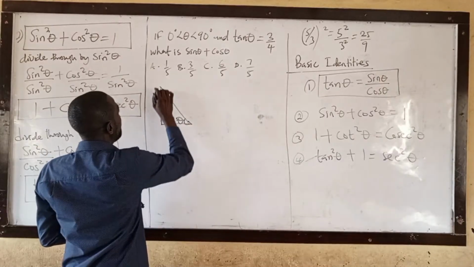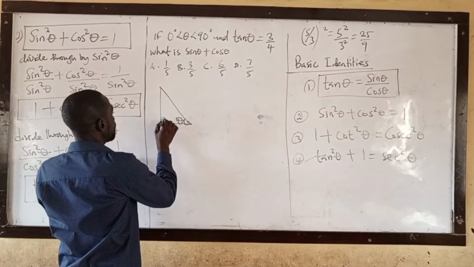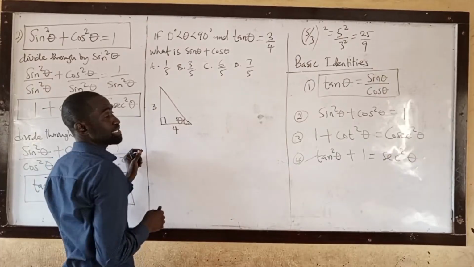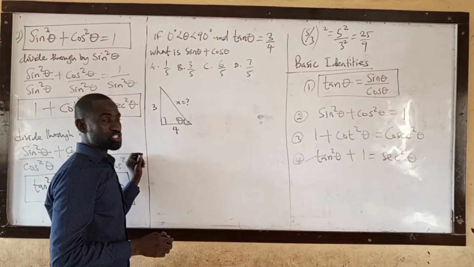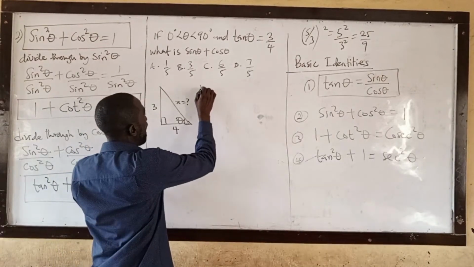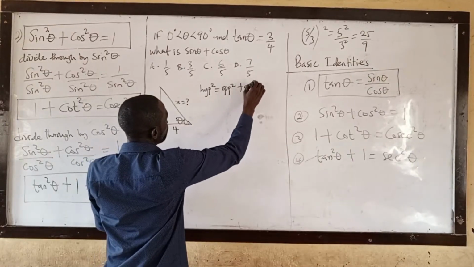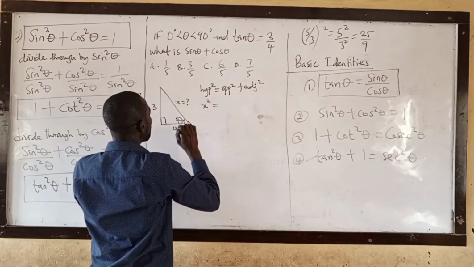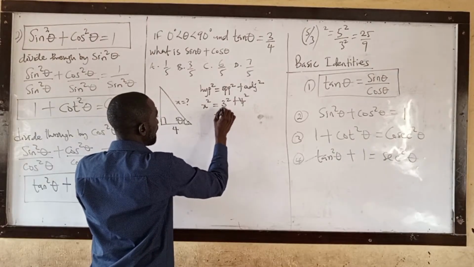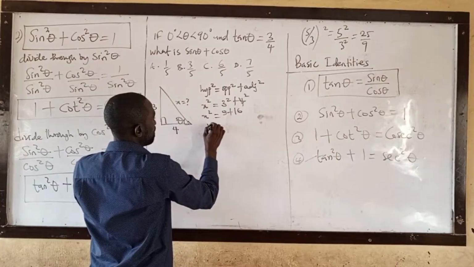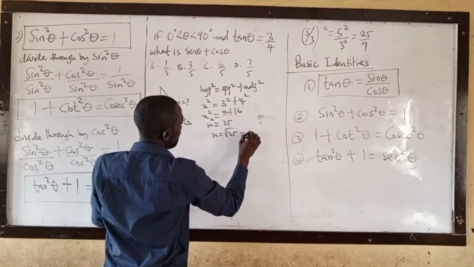This is theta. Tan is what now? Opposite over adjacent. So it means our 3 is what now? Opposite. 4 is what now? Adjacent. So we need this one now. This is what? Hypotenuse. We use Pythagoras to get our x. So we have hypotenuse squared equals opposite squared plus adjacent squared. 3 squared plus 4 squared. This number is what? 9 plus 16, which is 25. And that is 5.